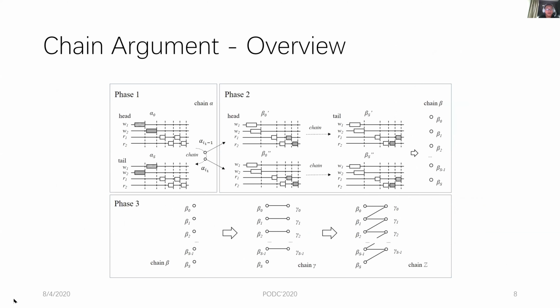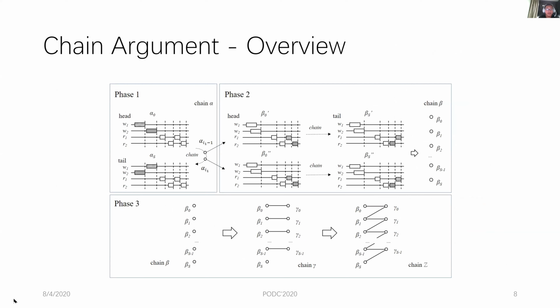To address the first challenge, we use a 3-phase chain argument. In the first phase, we swap 2 write operations on every server and get the chain alpha. In the second phase, we append 2 read operations. We swap the 2 second round trips on every server and get the chain beta.